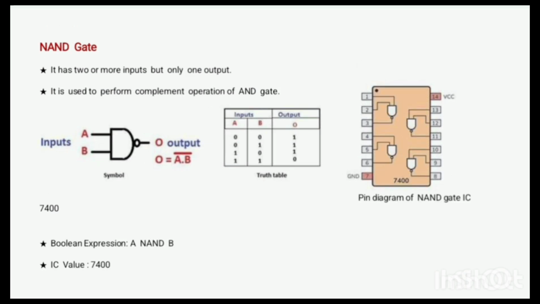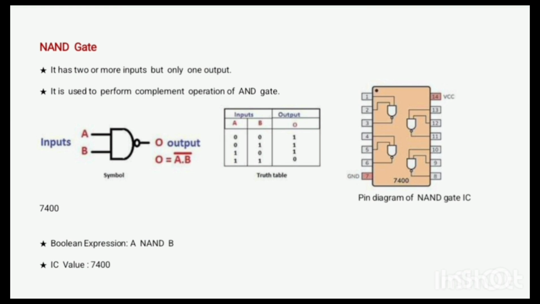NAND gate. NAND gate has 2 or more inputs but only one output. It is used to perform complement operation of AND gate. NAND gate is a combination of AND and NOT gate. This is the symbol of 2 input NAND gate. Boolean expression of NAND gate is A into B whole bar.